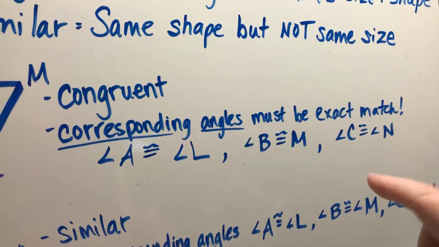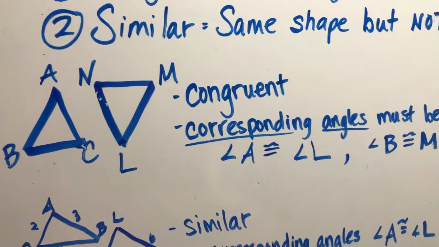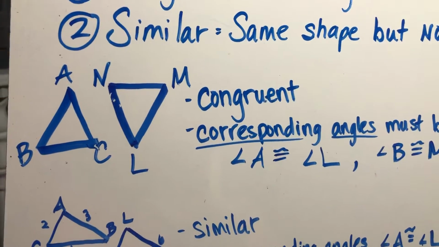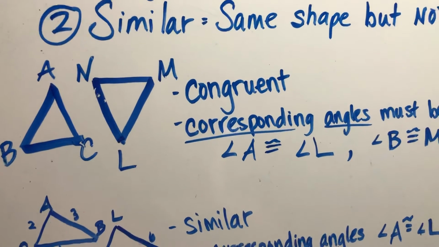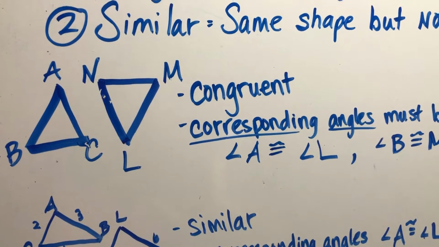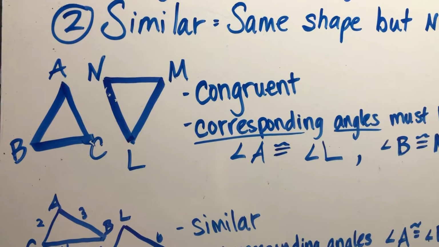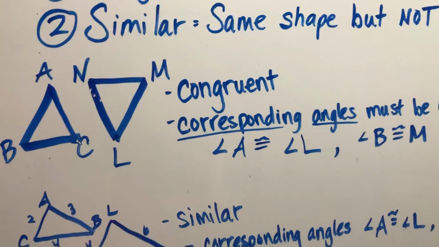It's the math part. This is a rule. Corresponding angles must be the exact same. If you tell me that B and L are the same angle, that's not true. Okay? You have to find the relationship of the original to the second one. They're congruent, and then I told you what their corresponding angles were.